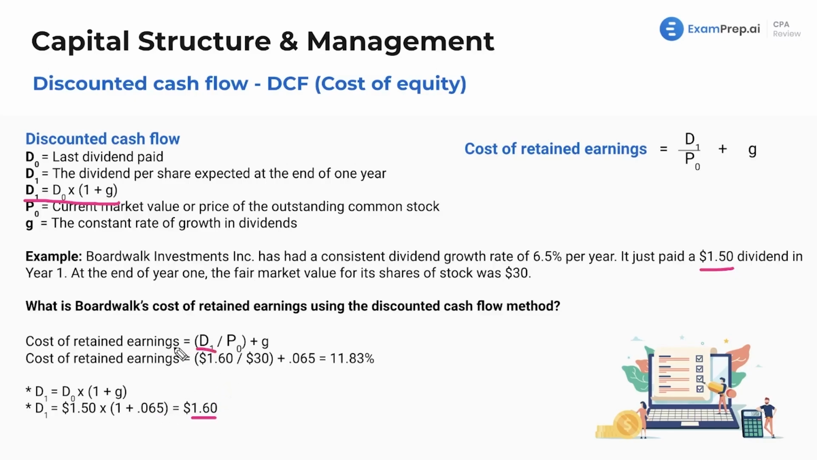Again, you can use this just as a very straightforward plug and chug formula, or think about it a little bit. Definitely use a little bit of both, but you really can't answer this unless you memorize the whole formula. So D1 is $1.60 divided by $30 per share, plus the growth rate as stated in the formula. This gives us a cost of equity or a cost of retained earnings using the DCF of 11.83%. That is our second method for determining the cost of equity or cost of retained earnings.